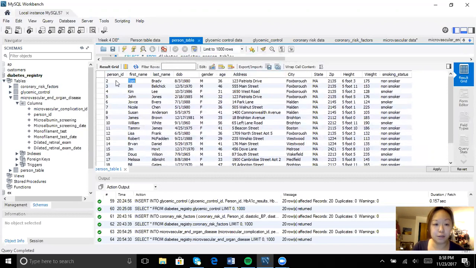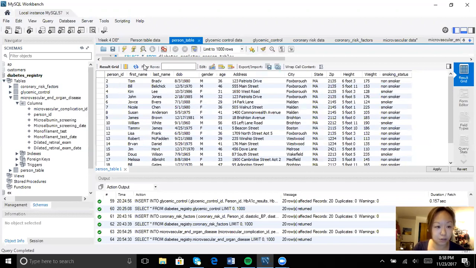First name, last name, date of birth, gender, age, and just a little bit about them, their address, city, state, zip. I don't know why my 0 is not showing. Their height and weight to calculate BMI and smoking status. After I put this table together, I realized probably BMI is more of a static field, so I should include it in this table instead, but it's in another table.